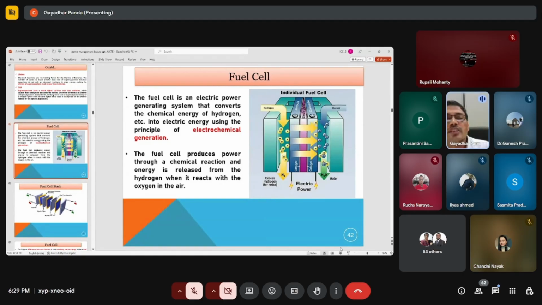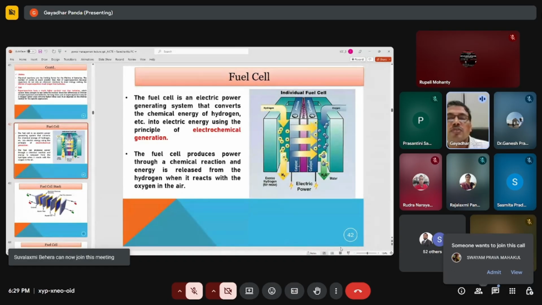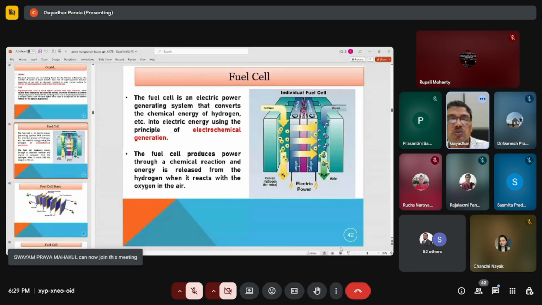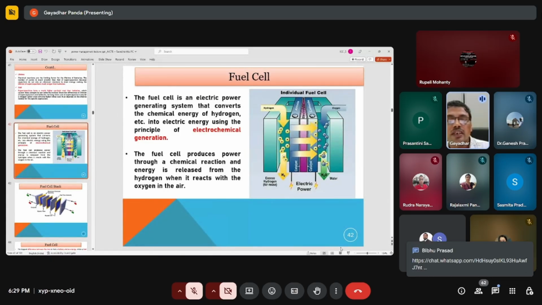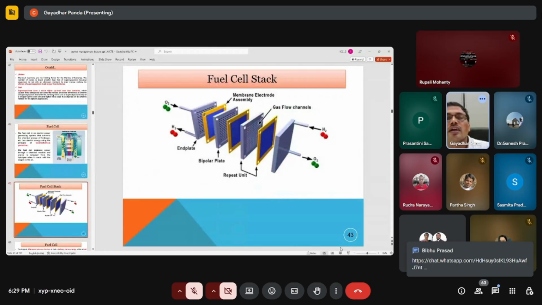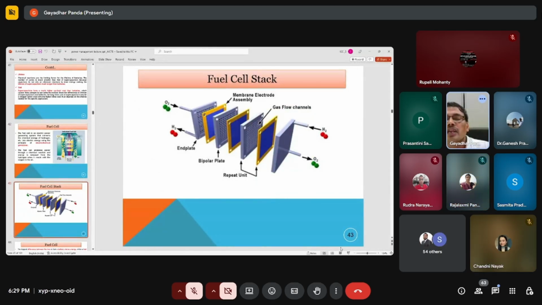Here we are talking about the fuel cell, why it is so reliable. You can see the fuel cell is an electric power generating unit that converts the chemical energy of hydrogen, etc., into electrical energy using the principle of electrochemical generation. The fuel cell produces power through a chemical reaction, and energy is released from the hydrogen when it reacts with the oxygen in the air. And these are the fuel cell stacks. You can increase or decrease the rating of the fuel cell by choosing the number of cells.